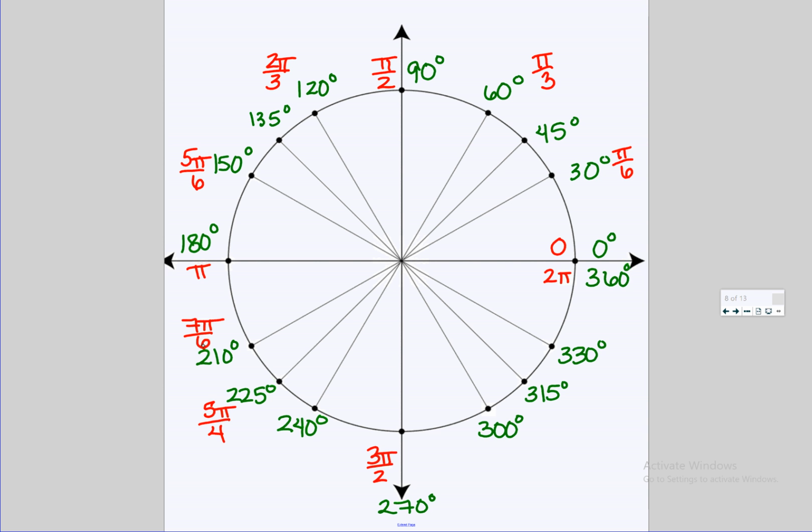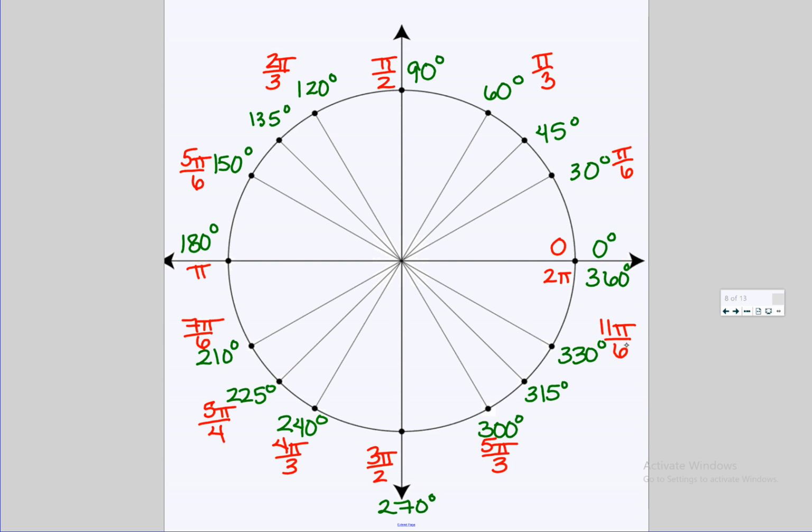What does that reduce to? 4/3. Add another 30 degrees to get to 270. That's 9/6, which is 3/2. We've already got that one. Another 30 degrees to get to 300 is 10/6. What does that reduce to? 5 pi over 3. To 330, it would be 11/6, which does not reduce. And then to get to 360, we're back to 12/6, which is our 2 pi that we've already got.